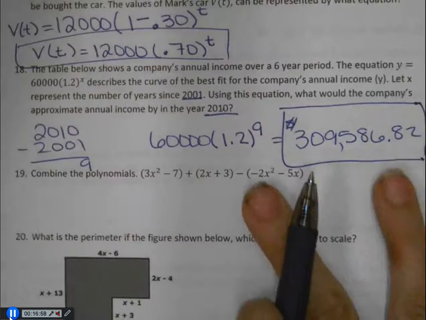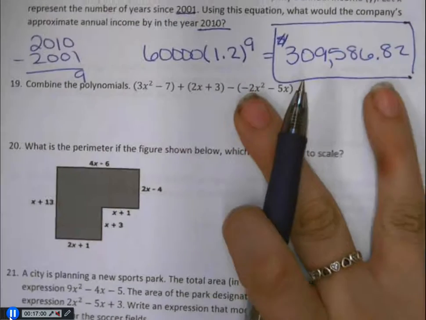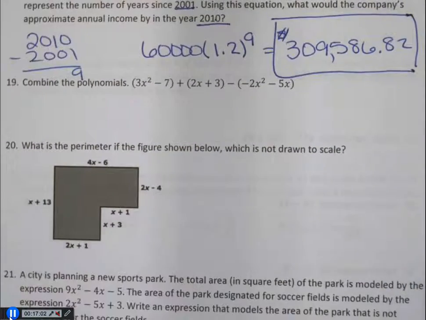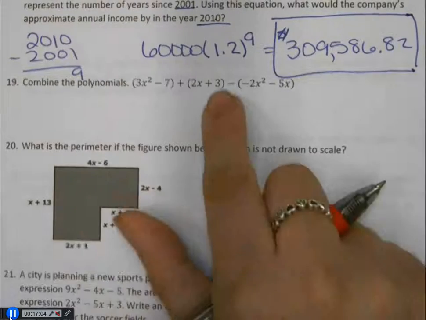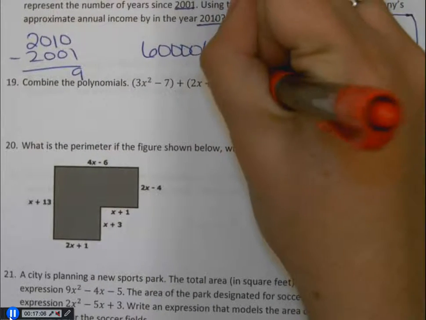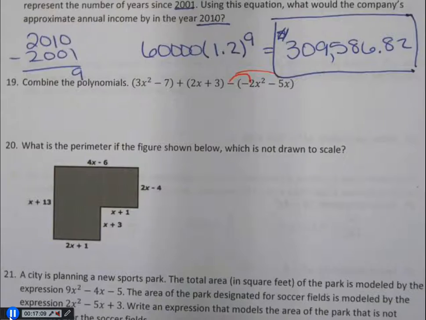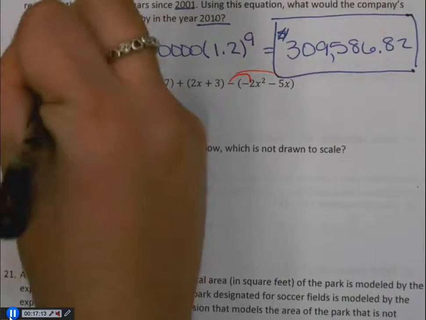Okay. Number 9 wants me to combine the polynomials. So I'm combining like terms. But first, I have this negative. So what I need to do is distribute my negative and change these signs. So I'm going to rewrite this, but change all those signs after the negative.